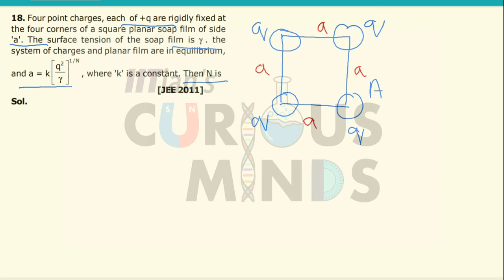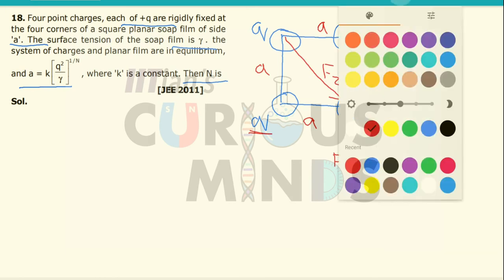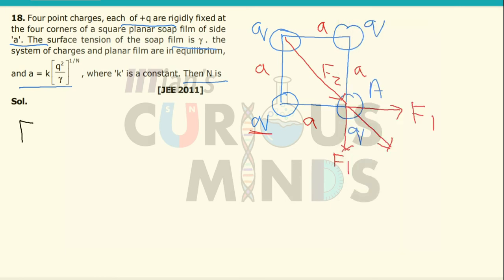Now first of all, between these two charges the force will act in this direction, which will be equal to F1, which is k q square divided by A square. Due to this charge, the force will act in this direction, which will again have the same magnitude F1. Due to the third charge, it will have a certain other magnitude, F2. So first, F1 will be equal to k q square divided by A square. There are two F1 forces which are perpendicular to each other.